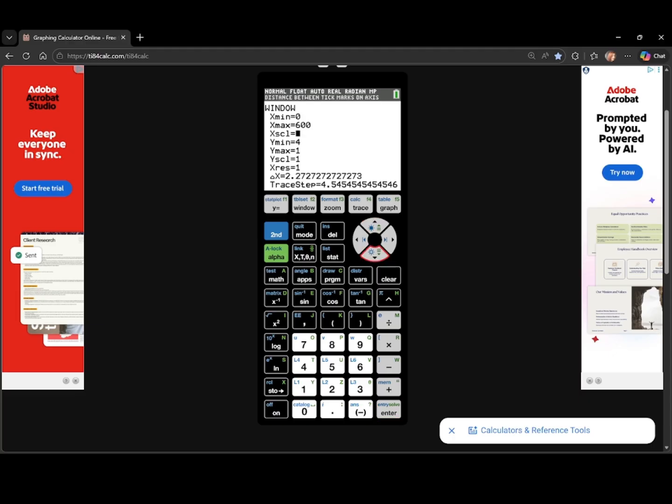And the scale here, I missed it. So the scale, if we're going from 0 to 600 on my x-axis, I probably want to count by 50s. Y-min, I said 0 to 4, and the scale of 1 is fine. We look at this graph. Here we go. We can see it a little bit more clearly now. This is what it looks like in this window.